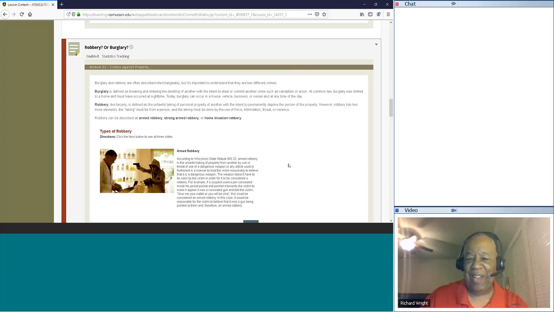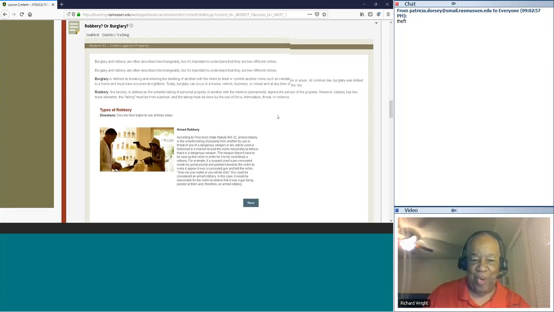Is pickpocketing theft or is it robbery? Which one is it? Yep, you're on it. It's definitely theft. The reason it's theft is that, while it's from the person, remember, it doesn't say or, must be done with the use of force, intimidation, threat, or violence. Pickpockets don't operate like that. Pickpockets operate on the basis of taking things without the person knowing it. So that's a good call. You hit it right on the head. Absolutely. So we get to armed robbery.